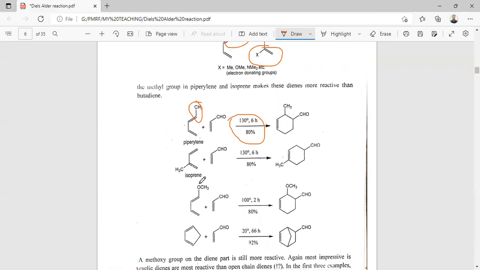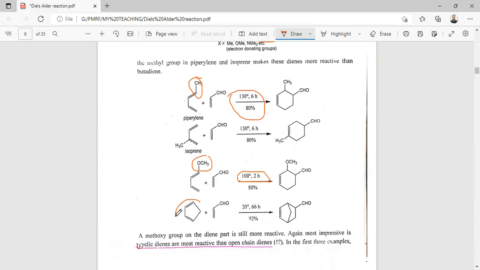In the isoprene case also, the reaction goes at 130 degrees for 6 hours. When the methoxy group, which is more electron donating than methyl, is present, the reaction even goes at lower temperature in 2 hours, so it is more reactive compared to this. But in this case, with 1,3-cyclopentadiene, there is no electron donating substituent.